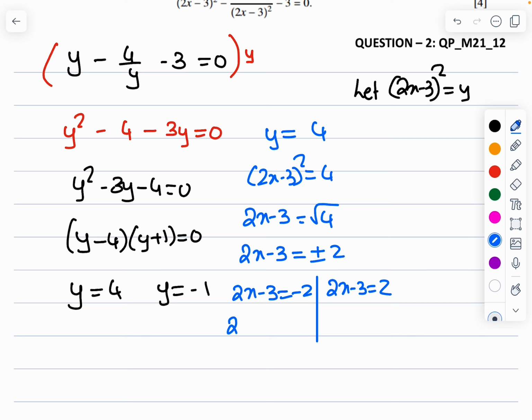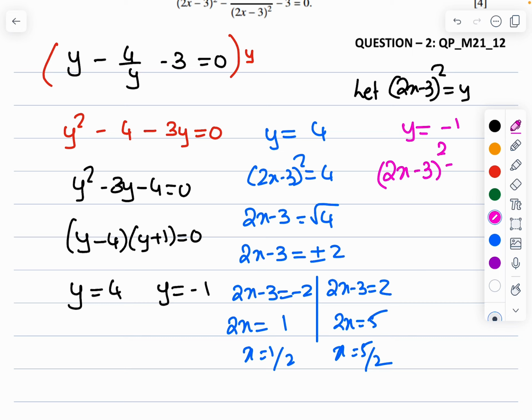So this gives me 2x = 1, x = 1/2. And 2x = 5, x = 5/2. Whereas when I take y = negative 1, (2x − 3)² = negative 1. A square term cannot be negative. So therefore, what am I going to write? No roots.